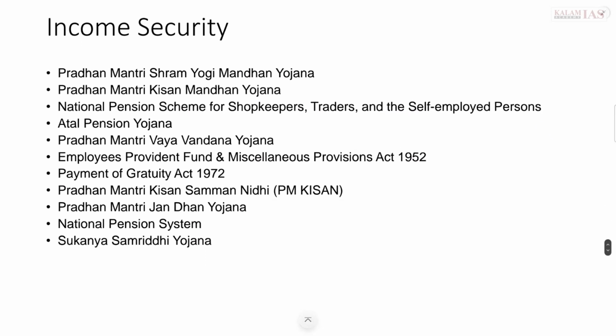Then we come to some schemes for income security. We will discuss all of these in the coming classes, so I am not going to elaborate upon them very much. The PM Shram Yogi Mandhan Yojana, the PM Kisan Mandhan Yojana, the National Pension Scheme for shopkeepers, traders, self-employed persons, Atal Pension Yojana, PM Vaya Vandana Yojana, EPF and Miscellaneous Provisions Act, Payment of Gratuity Act we have already done, PM Kisan Samman Nidhi, PM Jan Dhan Yojana, National Pension Scheme, and the Sukanya Samriddhi Yojana.